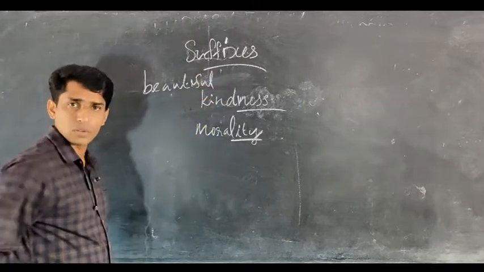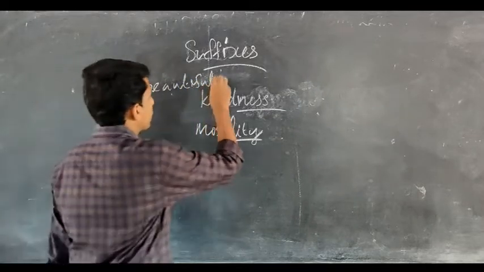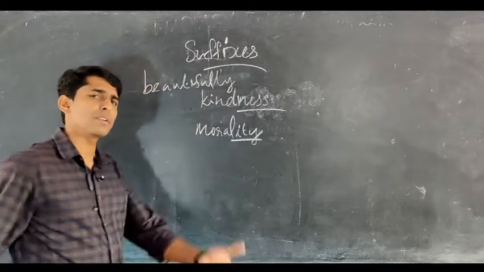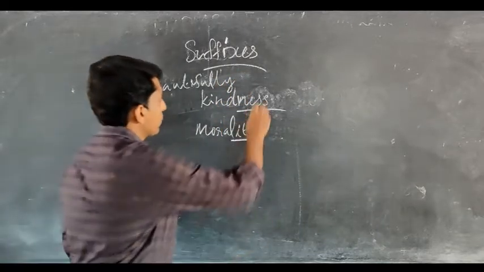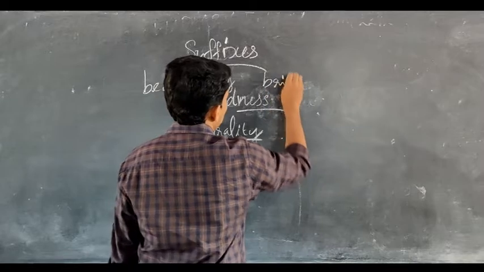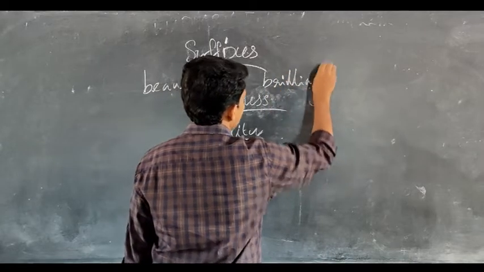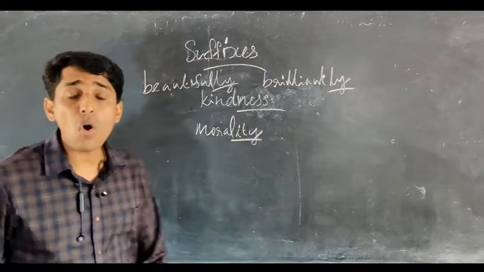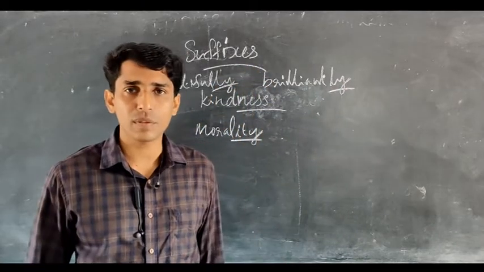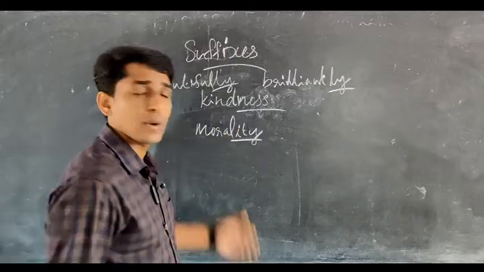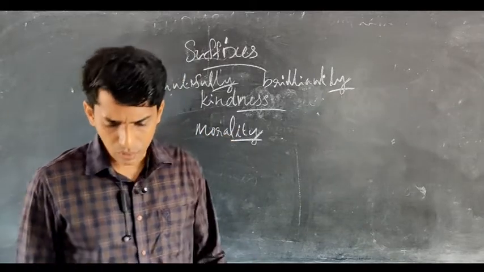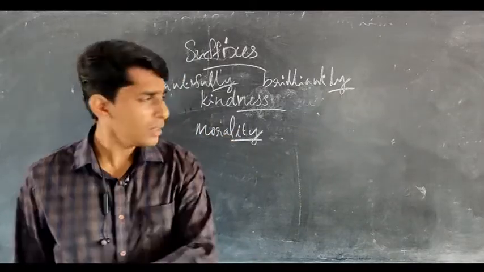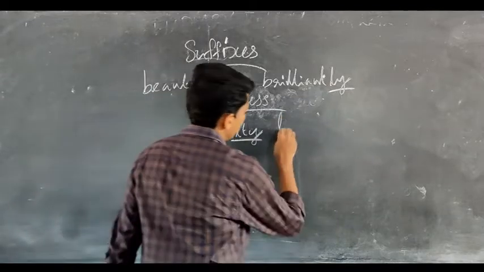Beautiful is a noun. Sorry, it's an adjective. Beautifully. You drew beautifully. Okay. Brilliant. Brilliantly. Ly. All these are suffixes. Okay. Kindness we already wrote. So we have, see, first one given is loud.